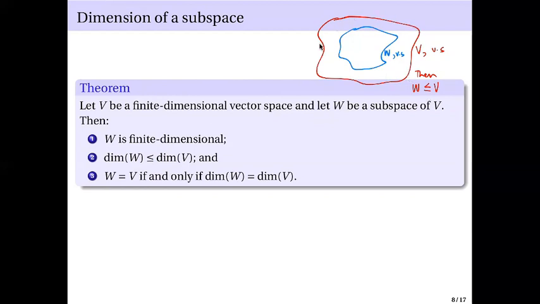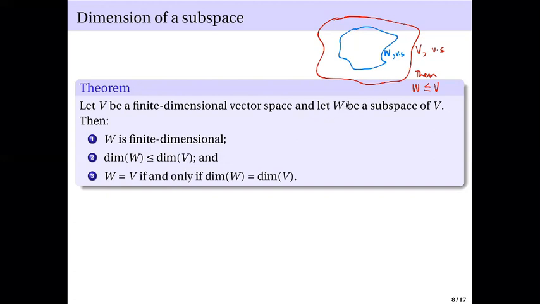Now, if the bigger vector space is finite dimensional, then the smaller one, the subspace which is inside that bigger vector space, will also be finite dimensional. So V is finite dimensional, the one smaller will also be finite dimensional. And of course, the dimension of W cannot exceed the dimension of V. So the dimension of W will be less than or equal to the dimension of V. And V equals W if and only if they have the same dimensions. So W equals V if and only if dimension of W equals dimension of V.